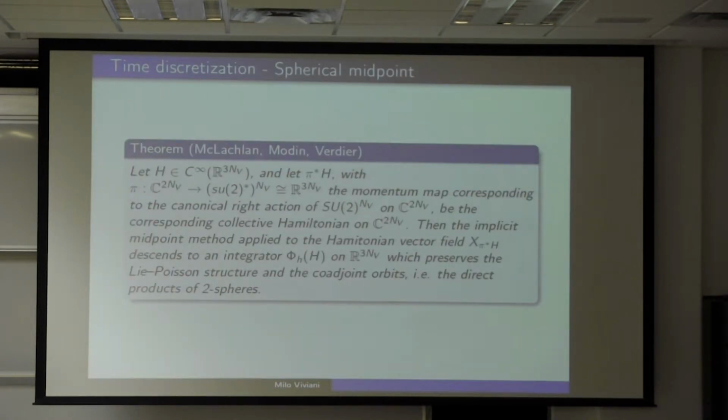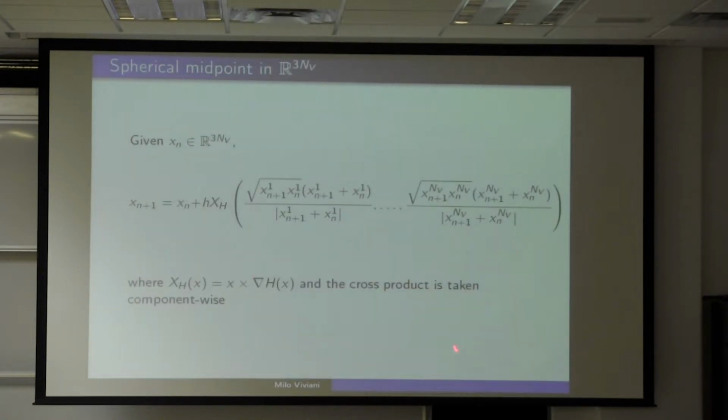So this is the first theorem about the spherical midpoint, which says what I basically told you. When you get the collective Hamiltonian and you apply the midpoint on C2 and V, then you will end up with the spherical midpoint method on R3, which preserves exactly the coadjoint orbits that are the two spheres. And the map is completely explicit. It's here. Okay, so this is straightforward.